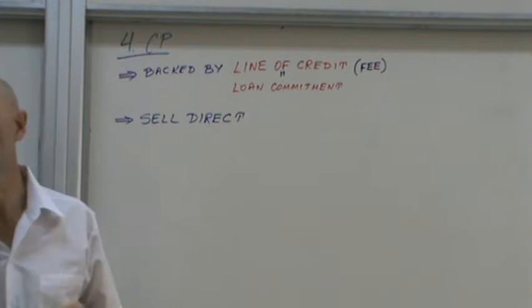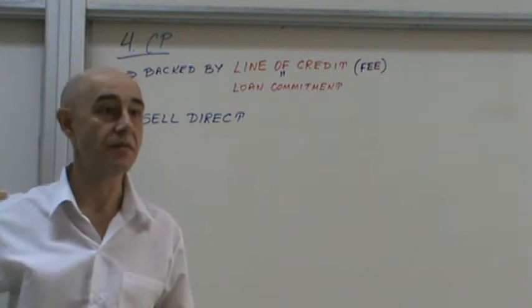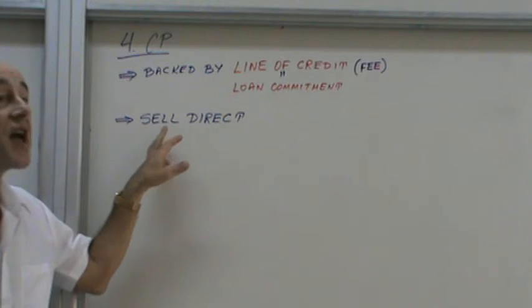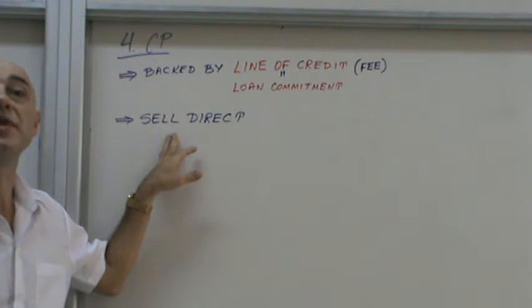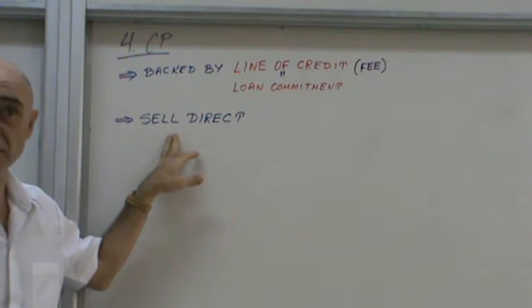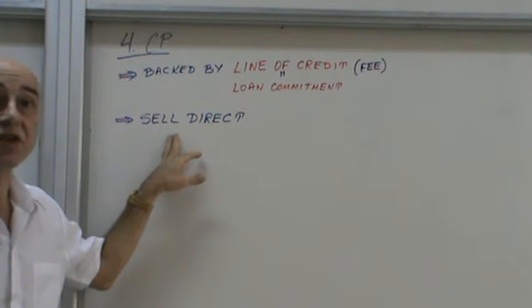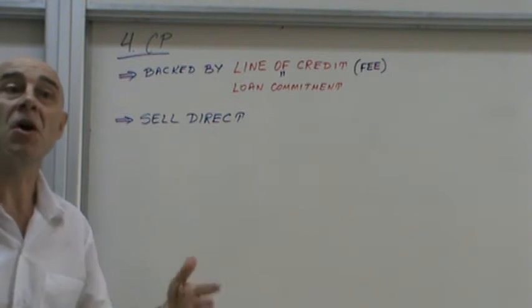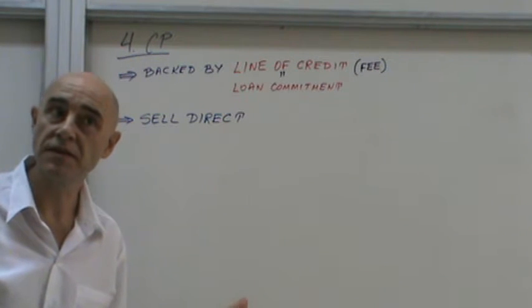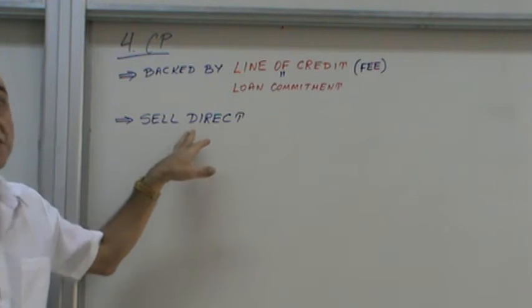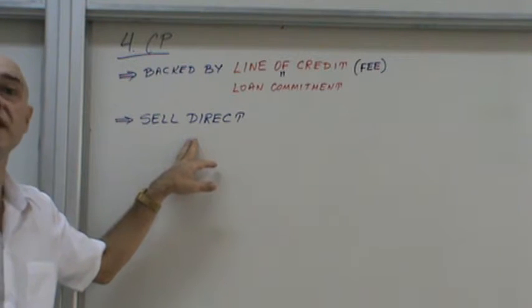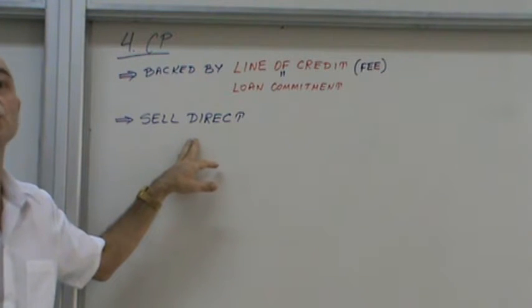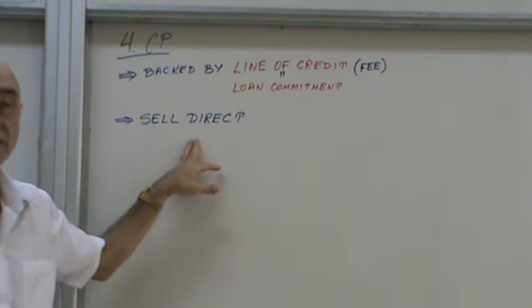Now, the investor will not be you and me. The investor will be a pension fund. The investor will be a mutual fund. The biggest investor will be money market mutual funds. Investor could be potentially a bank or any other financial institution with surplus funds.